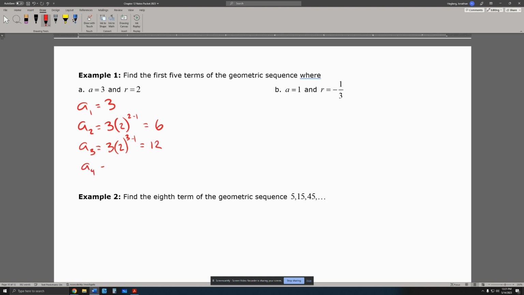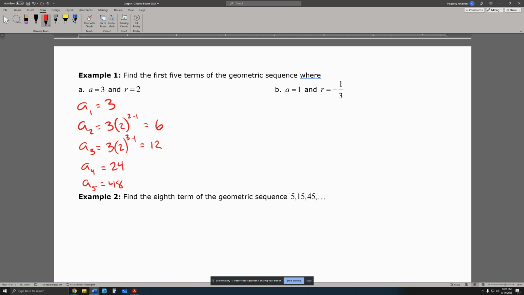You might see the pattern already. A4, we're going to double that again, so 24. And A5 is doubled again, 48. Okay? So the first 5 terms are 3, 6, 12, 24, 48. So again, that exponential base is our growth factor, so that tells us that we're doubling each time.